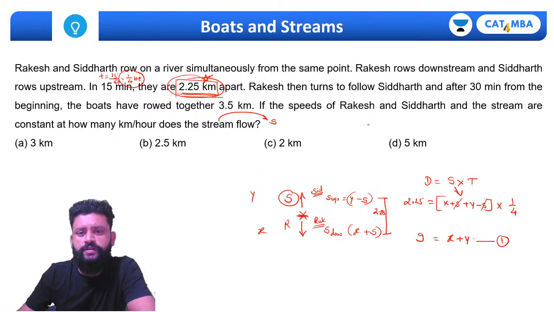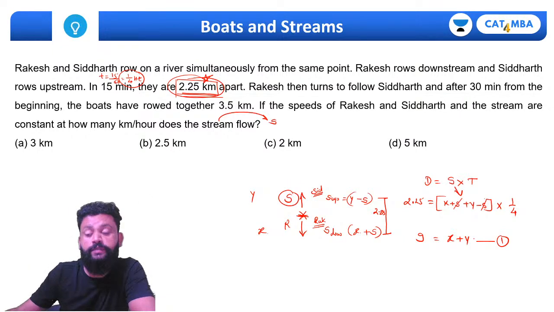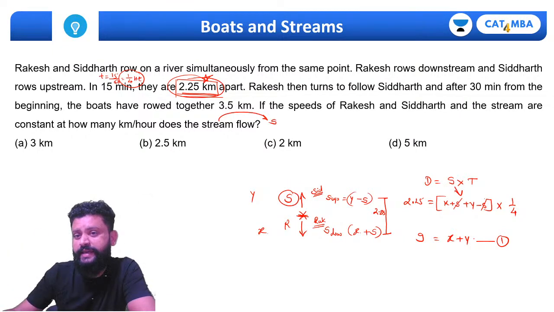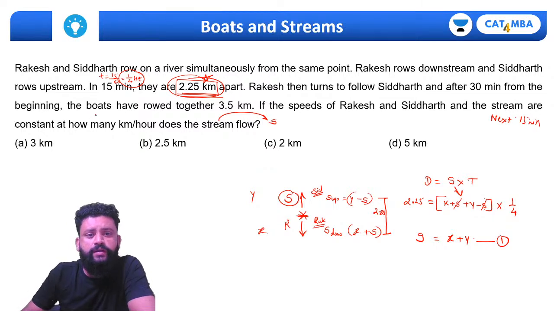Rakesh turns to follow Siddharth, and after 30 minutes from the beginning, meaning 30 minus the next 15 minutes is being discussed here. In the next 15 minutes, the boats have rowed together 3.5 kilometers.